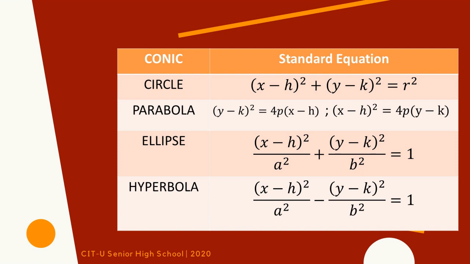Ellipse and hyperbola have almost the same form, except that the sign that separates the two terms on the left side of the equation is different. For ellipse, it's plus or positive, and for hyperbola, it's minus or negative. And the right side would always be equal to 1. If you wish to take a screenshot of this, you may, but rest assured, this is already posted as a note.